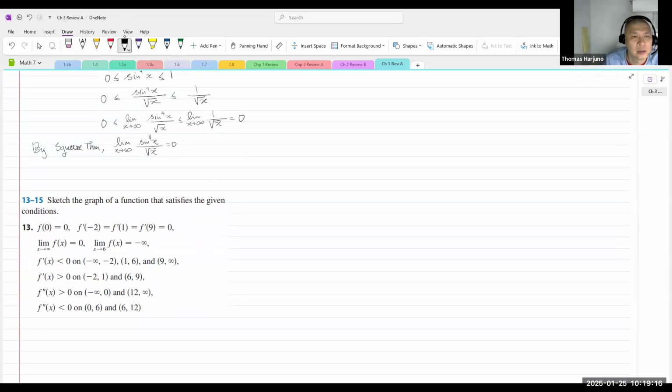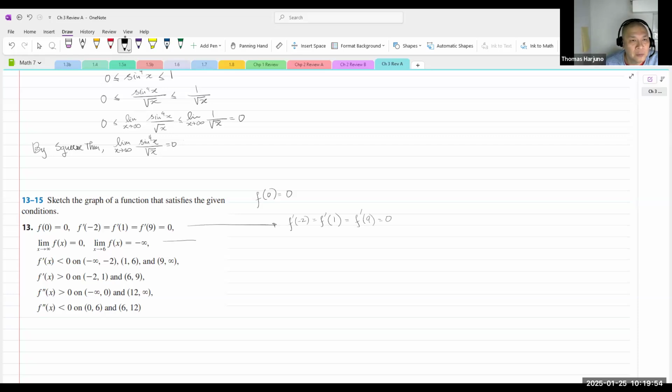But what they give us here may give us different functions. So you may have different graphs that satisfy all of this. But let me try to organize what we have first. So f(0) equals 0, to organize that is basically to rewrite it. And then the critical numbers are f prime of negative 2, f prime of 1, f prime of 9 equal to 0. So we have critical numbers there.